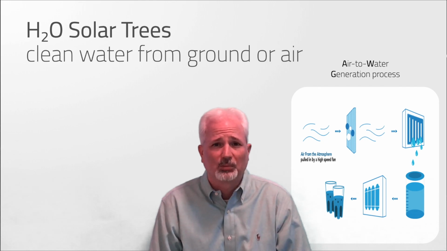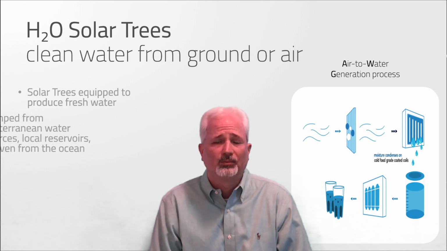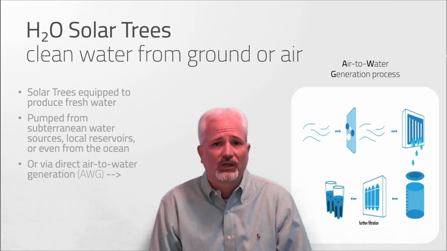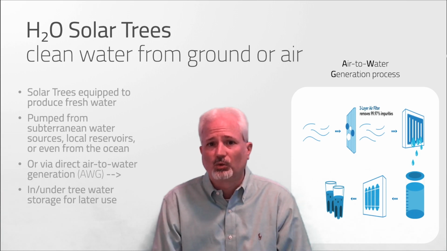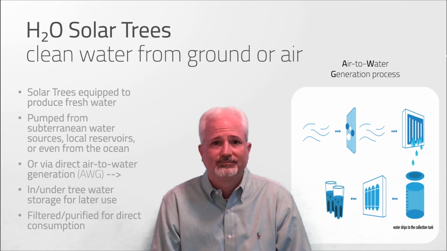Another example of a special purpose solar tree is the water generation solar tree. Solar trees can be equipped to produce fresh water either pumped from subterranean water sources, local reservoirs, or even from the ocean, or via direct air to water generation, as you can see in this diagram on my left. The water then can be stored under the tree for later use and filtered for direct consumption.